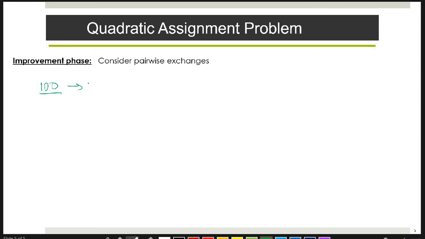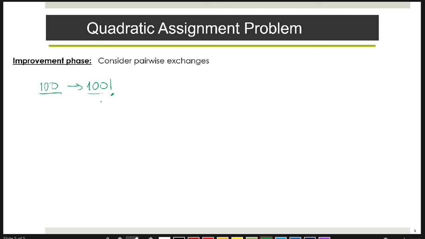If instead of 4 machines we have 100 machines, how many possibilities do we have in total? It will be 100 factorial, right? In order to obtain the optimal solution, you need to try 100 factorial different alternatives. Can you calculate this number? It's huge. Even for a computer, it's huge.